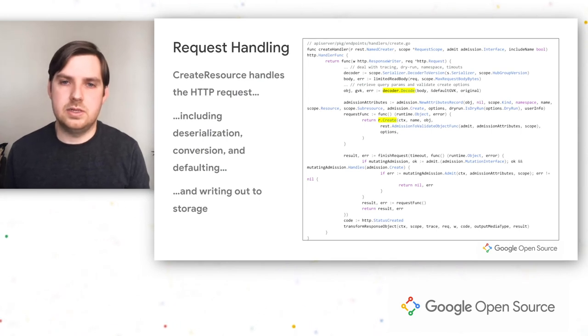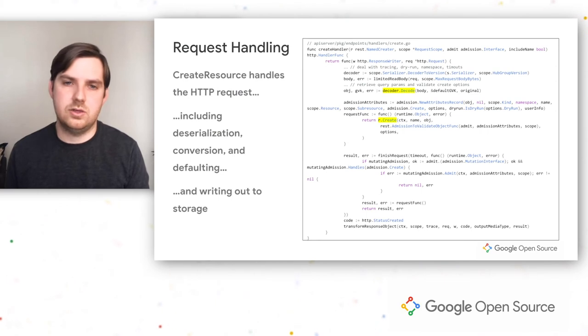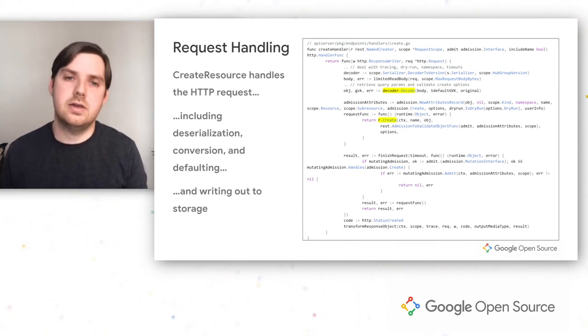Another interaction that takes place here are the calls out to the admission webhooks. Admission webhooks are calls that the API server makes to external servers that perform an action on the object being handled by the API server. There are two kinds of admission webhooks: mutating webhooks and validating webhooks.